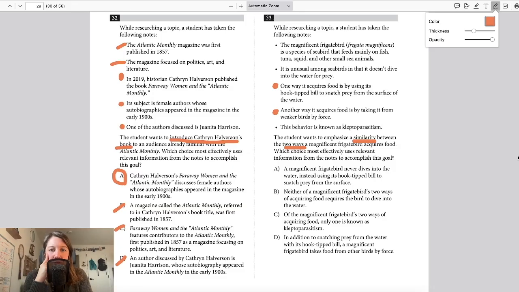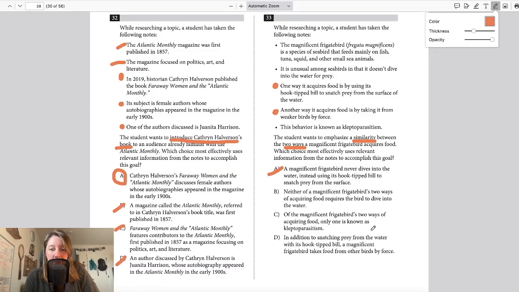Another similarity is that it's not diving, it's doing everything surface level. So both of these actions happen on the surface, right? It's skimming the surface to get these fish, and then it's stealing fish from birds who presumably have already dove into the water to get the fish. So A says a magnificent frigate bird never dives into the water, instead using its hook-tip bill to snatch prey from the surface. Obviously it's true, but it doesn't have two ways.